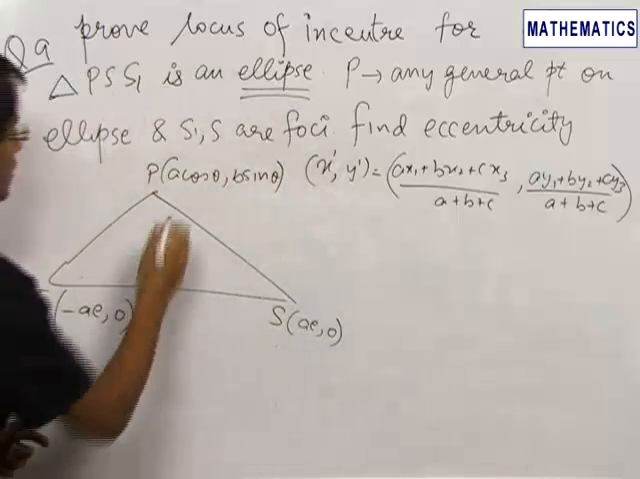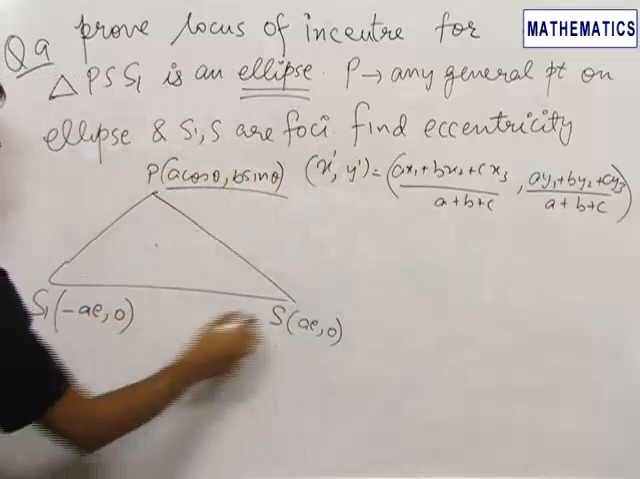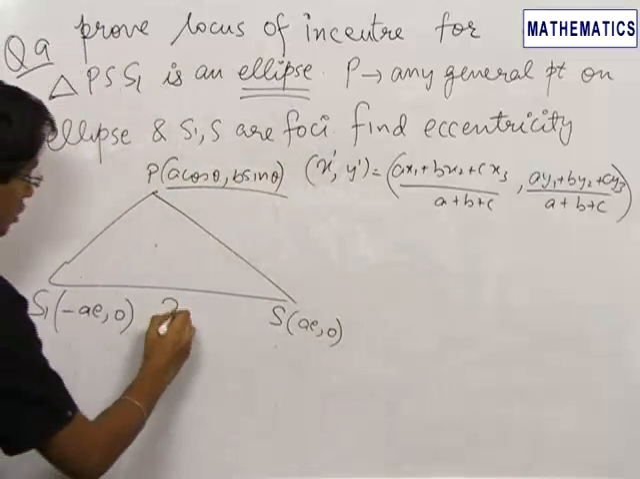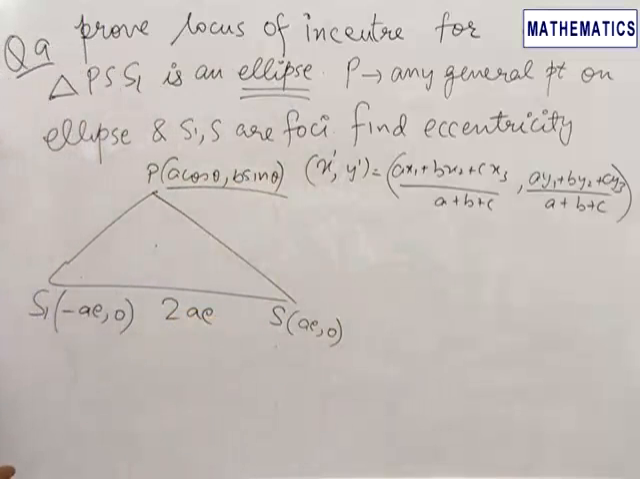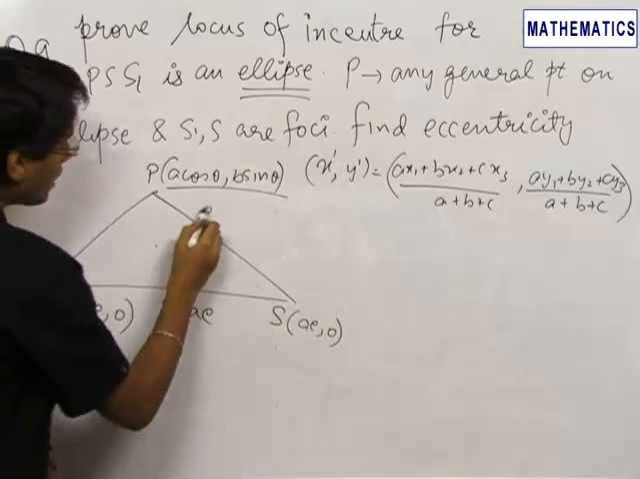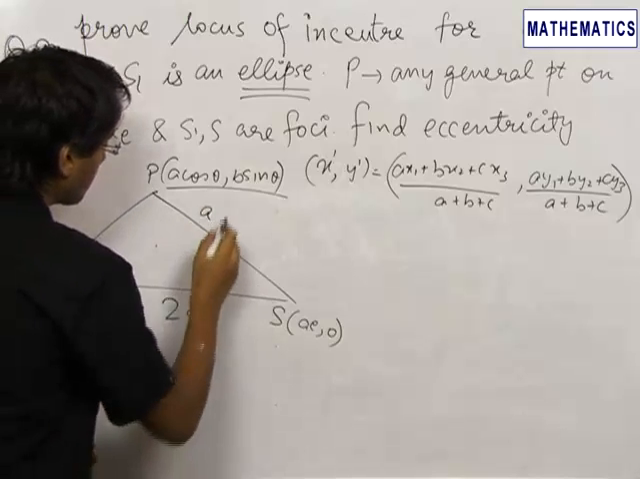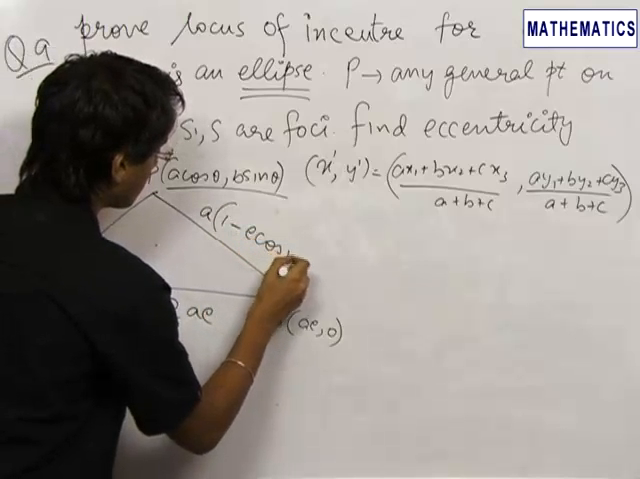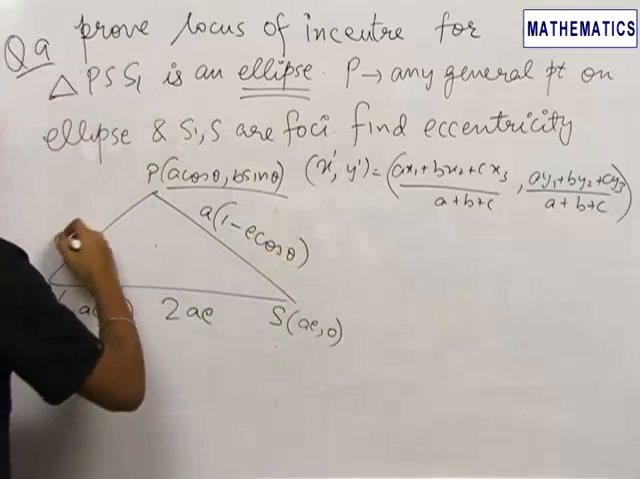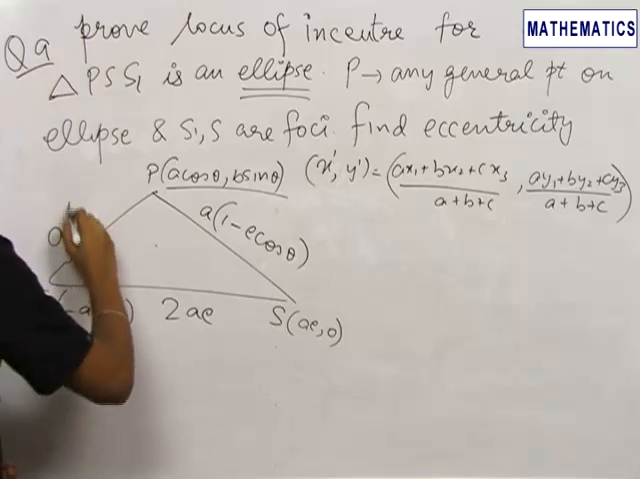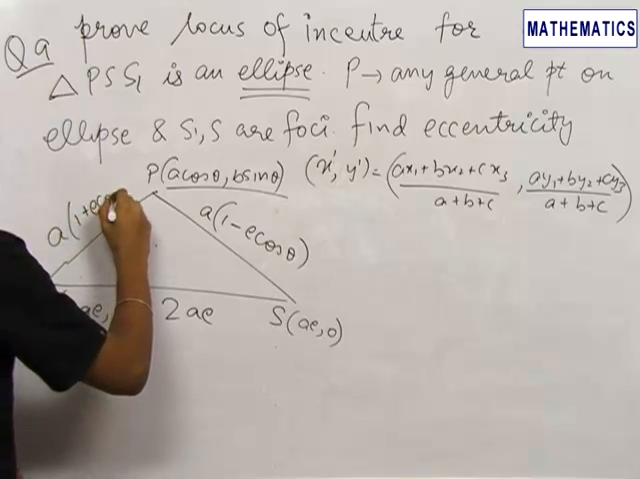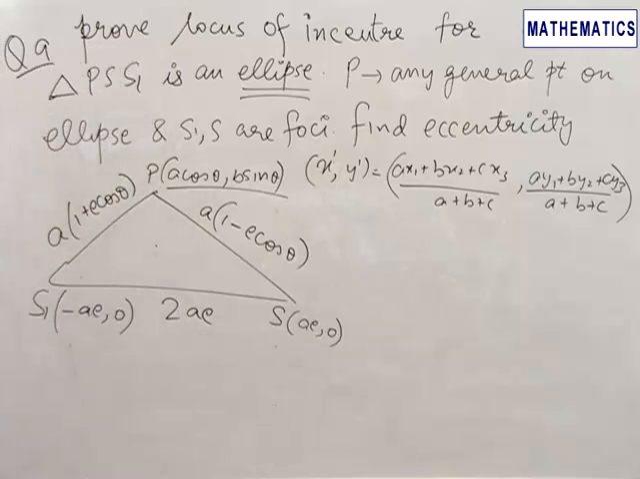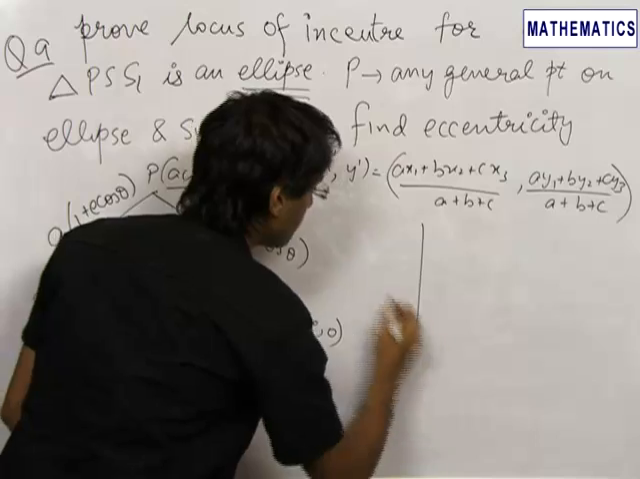So for this we have the coordinates x1, y1, x2, y2 and x3, y3. We need to find the lengths of the sides. This is 2AE. This distance we know to be equal to a times 1 minus e cos theta, and this we know equal to a times 1 plus e cos theta. This distance we can very easily prove.